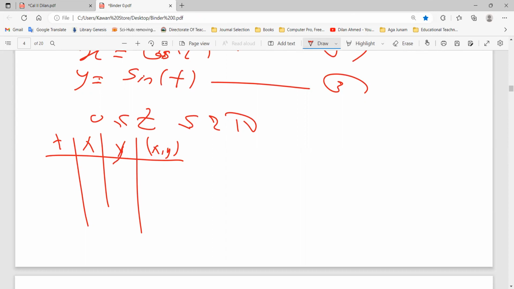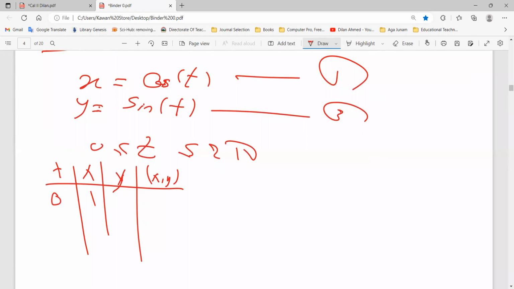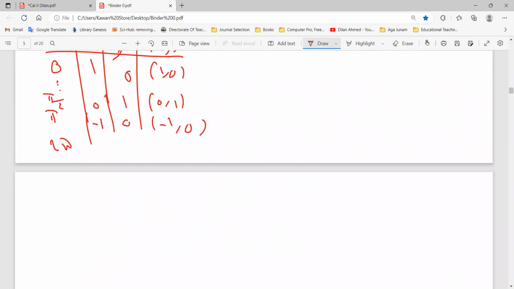XY point. So I say t is 0, cosine of 0 will be 1, right? And y will be 0, so I'll get 1 and 0, and go on. Then, for example, t is pi over 2. There will be 0, am I right? And that one will be 1, so I'll get 0 and 1, and go to pi. I will get -1 and 0, and then till 2 pi, I will get 0, and I'll get 1 again. Am I right?